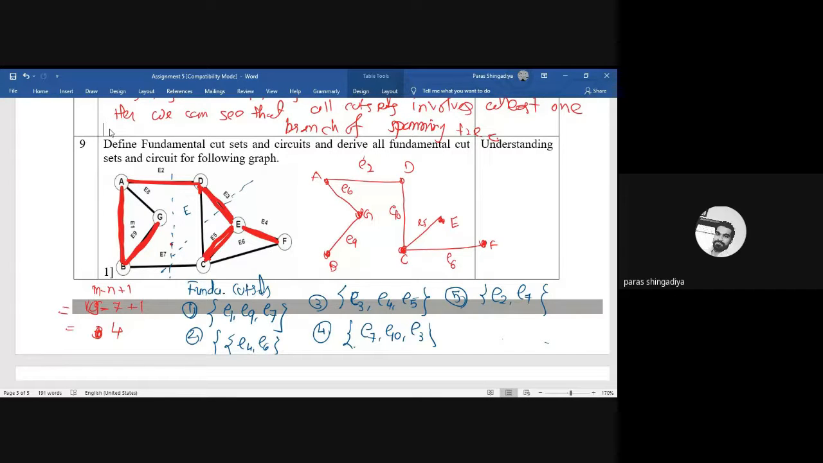We can consider this answer. E8, E9, then G will be disconnected, and that is a fundamental cut set. That is one fundamental cut set. That is a fundamental cut set. E1, E2. These are the answers. Clear? So the answer depends on which spanning tree you have taken. Is the fundamental cut set concept clear? Any confusion? Do you have any doubt?